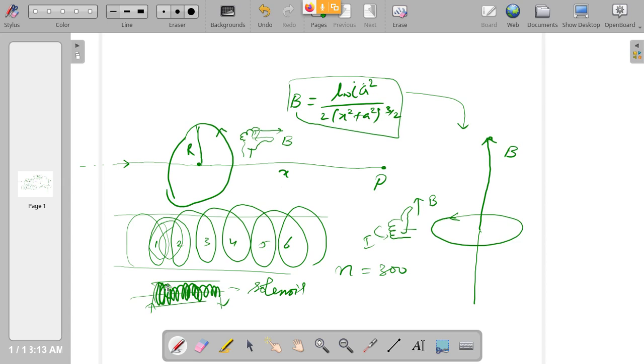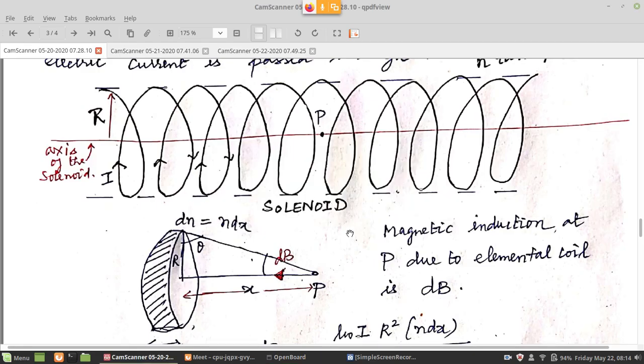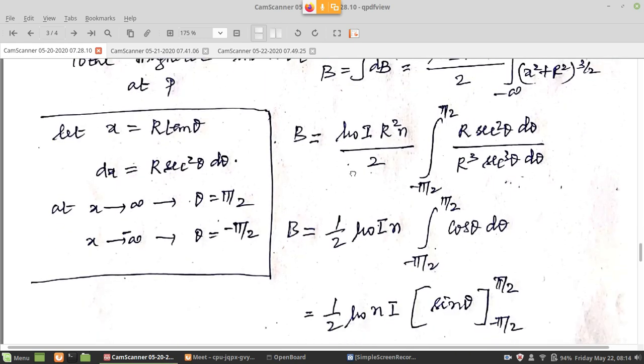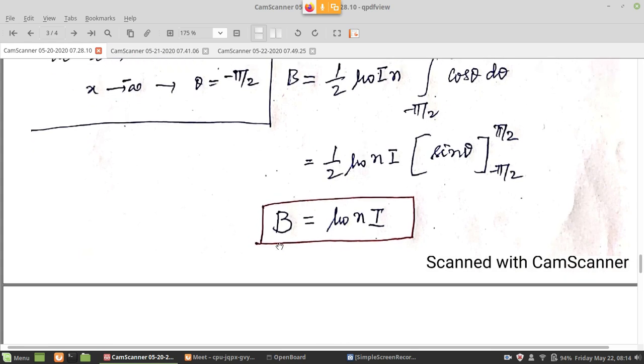So what we are doing is taking a small patch, a small segment of this solenoid, of some length dx, and we are assuming that the segment is at a distance x from the point where we want the magnetic field. Then we do integration to arrive at the magnetic field B. This is what we did yesterday. There are a lot of steps and some complex things in the integration, but here you can see the final result.